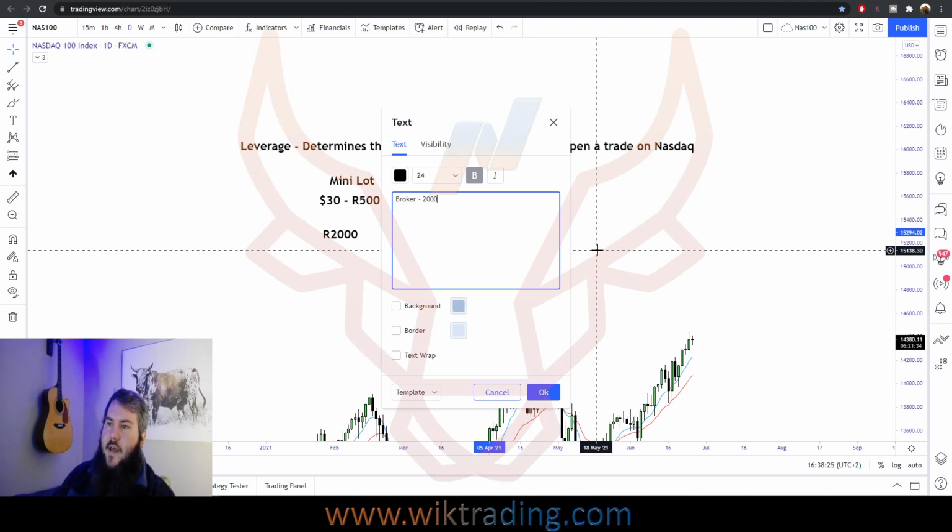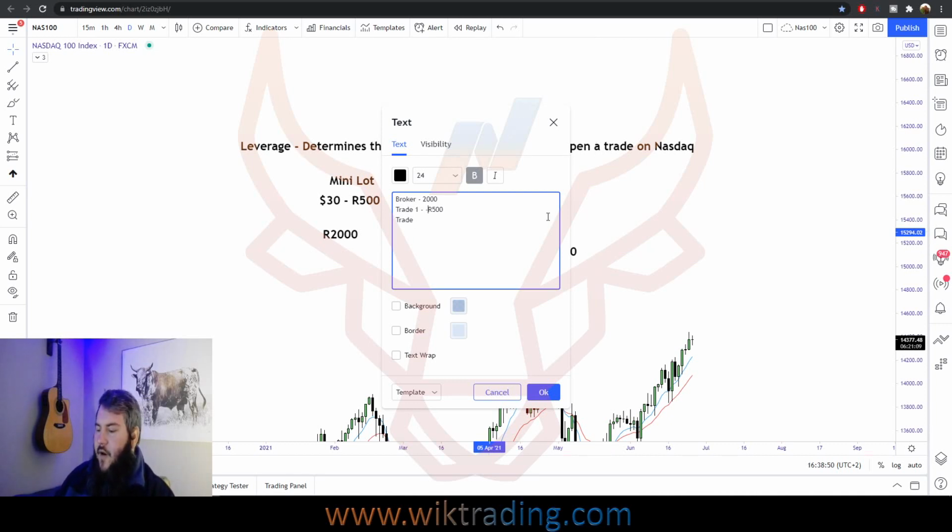I've got 2,000 Rand there. I take my first trade, trade number 1, and I risk 500 Rand. Let's say I lose that 500 Rand on my first trade. That means I still have 1,500 Rand left on my account to trade with.